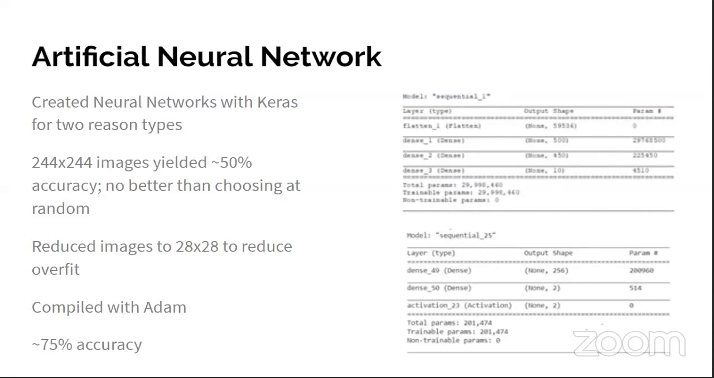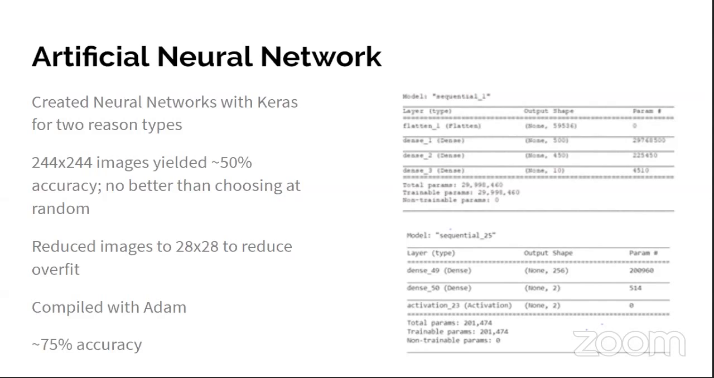So as Emily said, the regression results weren't that good. So we decided to look at neural networks, and we first looked at artificial neural networks, and we used Keras to create the neural networks using the 2 reason types that we had indicated. Initially we cropped the images down to 244 by 244 thumbnails. And that's the model on the top right. And it yielded approximately a 50% accuracy. So since we had only 2 reason types to choose from, that was basically random.